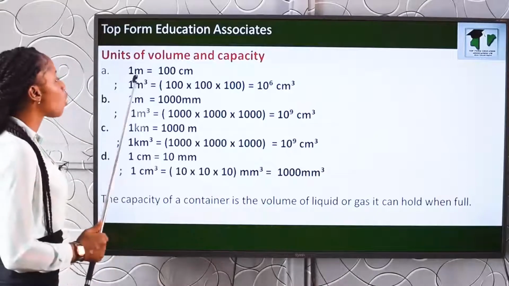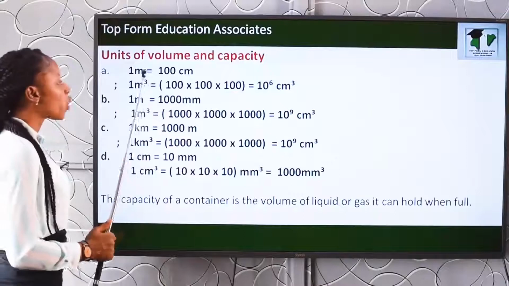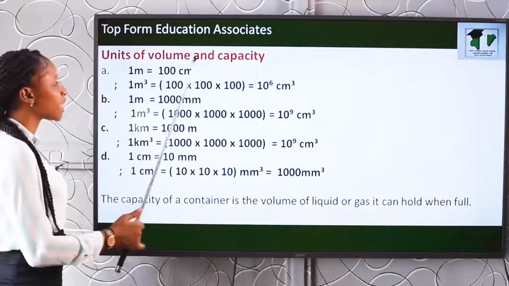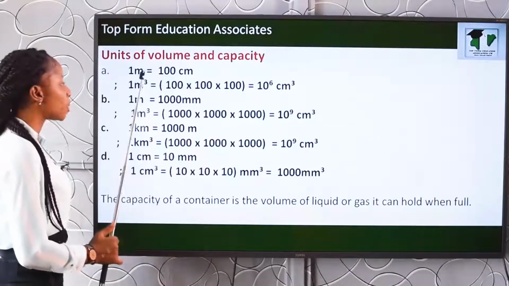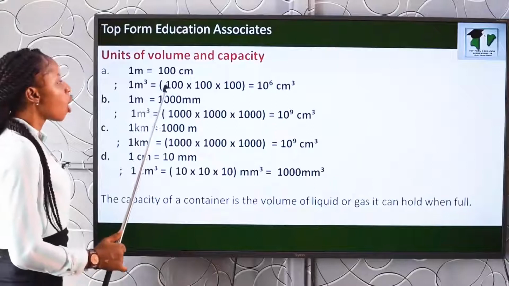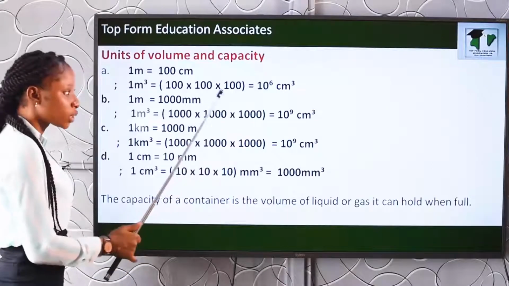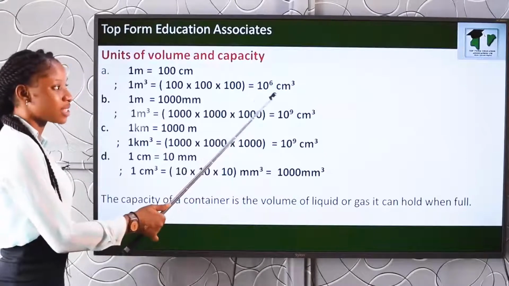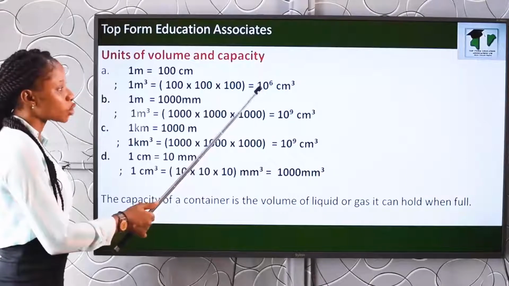Now, 1 meter is equal to 100 centimeters. Therefore, 1 meter cubed will be 100 times 100 times 100, which will give us 10 raised to the power 6 centimeters cubed.